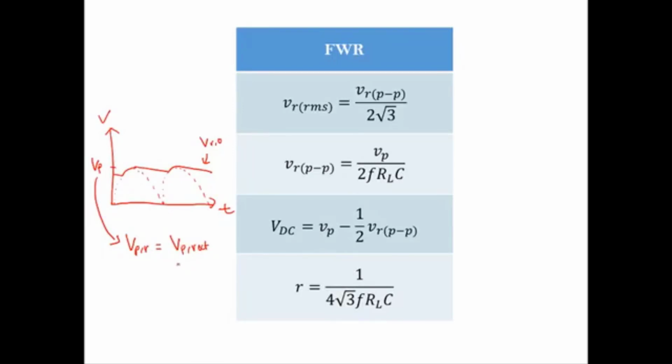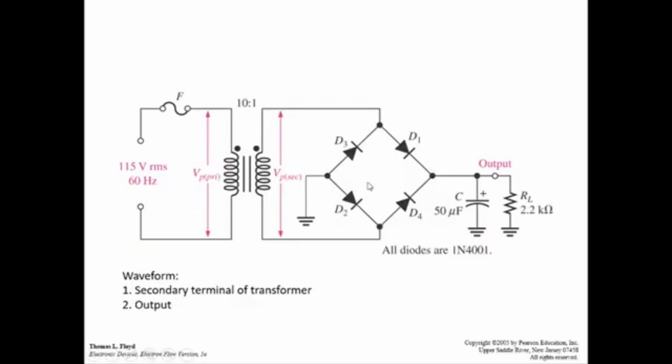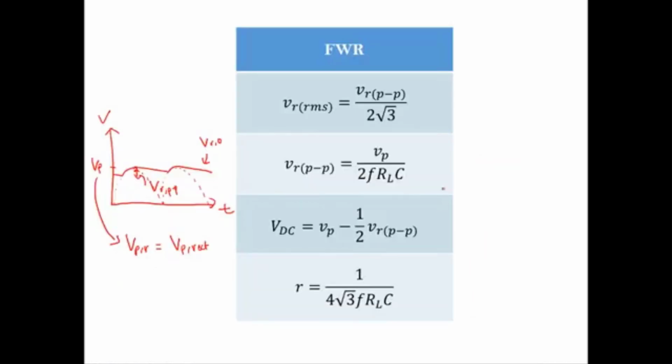Then you need to calculate VR peak to peak, the peak to peak of the ripple voltage, by using this equation. And then if you need to calculate the VRMS, you can calculate using this equation. VDC is using this equation. And lastly, the ripple factor is given in this equation.